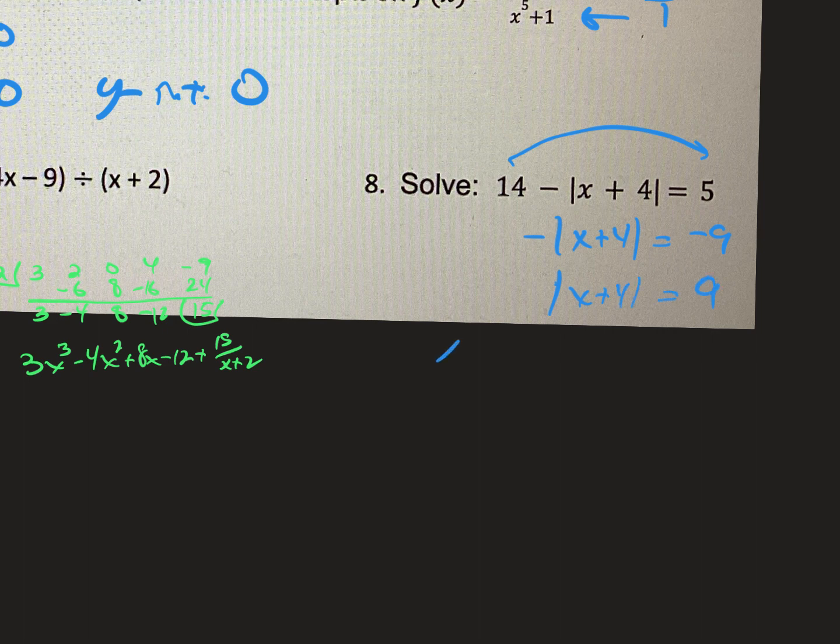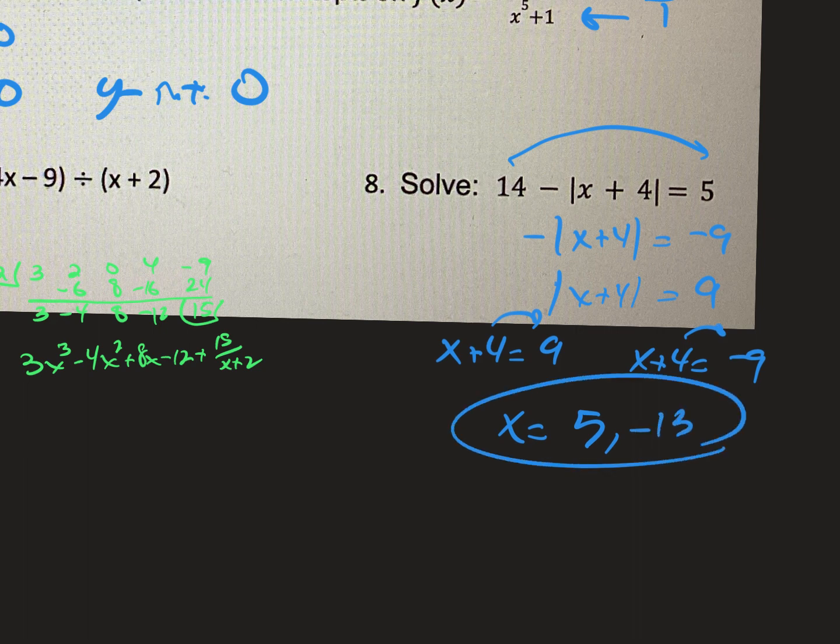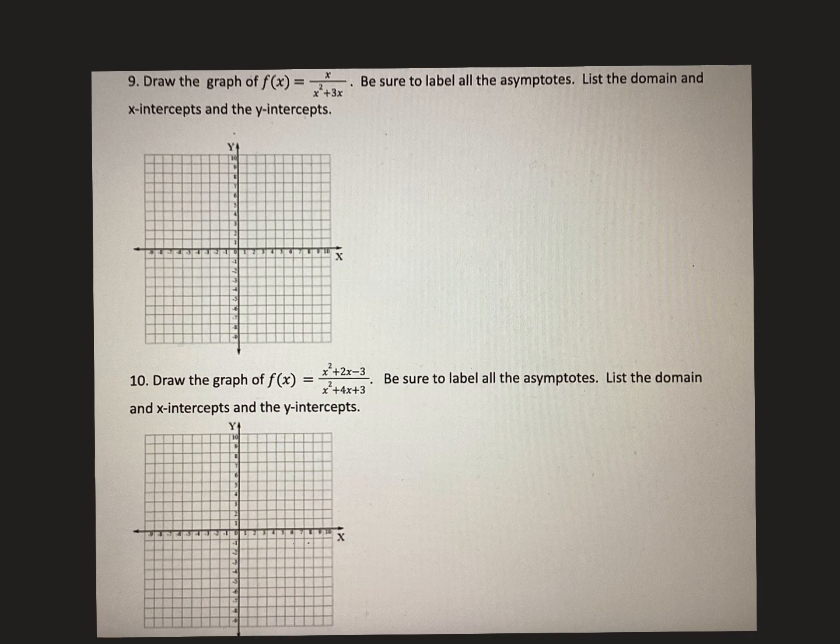So what two numbers have absolute value of 9? Positive 9 and negative 9 do. So I'm doing x plus 4 is 9, and x plus 4 is negative 9. Move the 4 over. Move that one over, I get 5. Move this one over, I get negative 13. If you want to check, you can plug those back in. They'll both work.